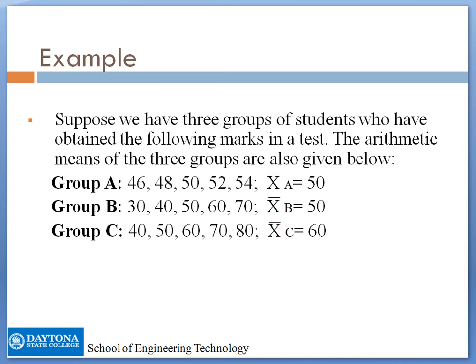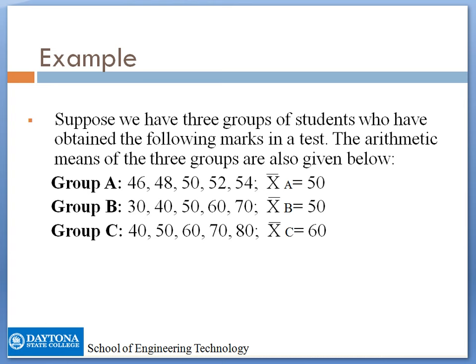So let's go over this example. Suppose we have three groups of students who have obtained the following marks in a test. The arithmetic means of the three groups are also given below. So you have three groups, A, B, and C. You have the different test values, and you have the arithmetic means for each one, which is represented by X bar.